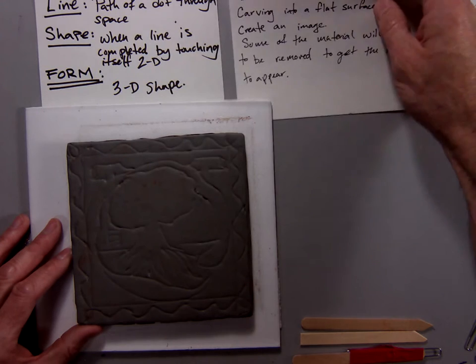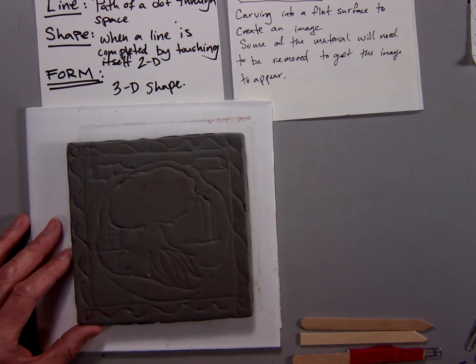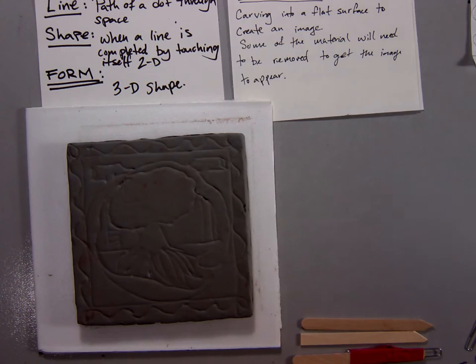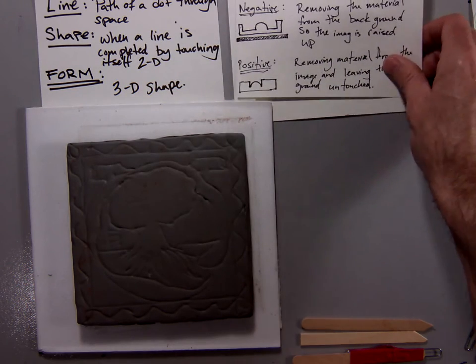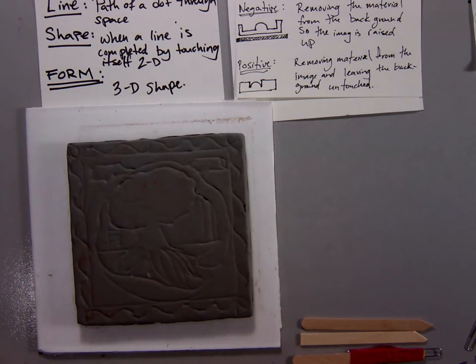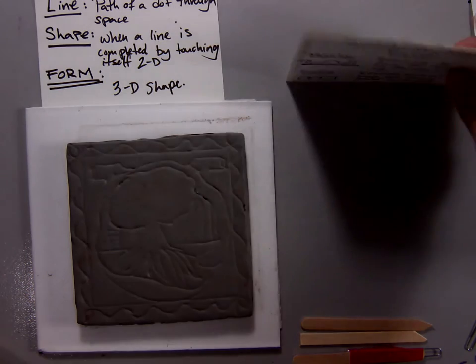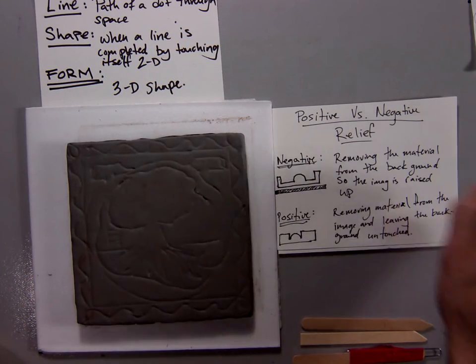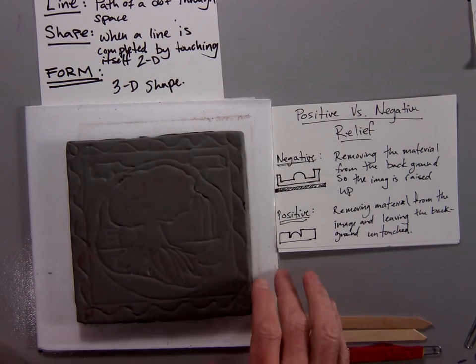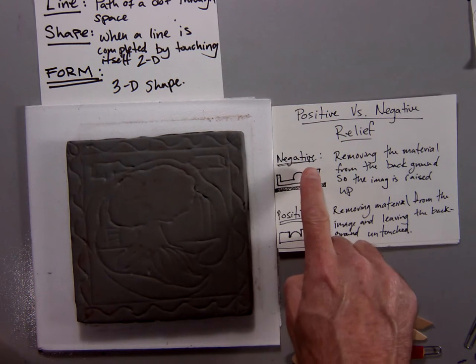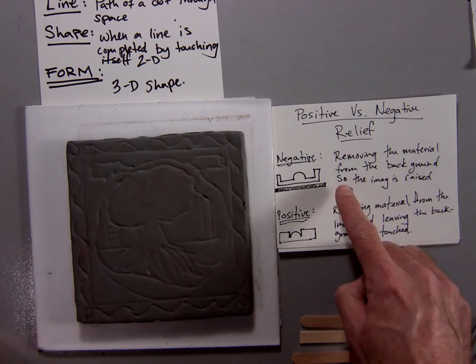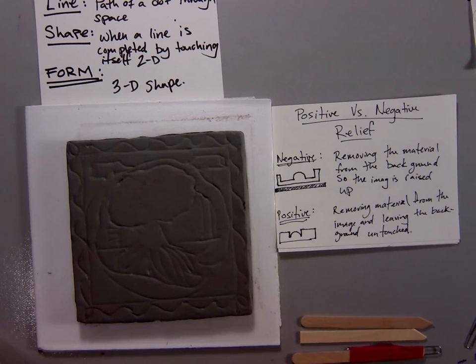Now as I start removing that, there's a couple things I want you to be thinking about. There's two kinds of relief sculpture, okay? One is called positive relief and one is called negative relief. So here are the definitions that we're going to be using. Negative relief sculpture is removing the material from the background so the image is raised up.